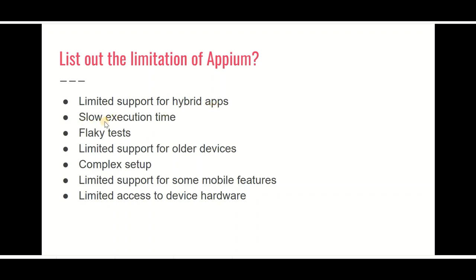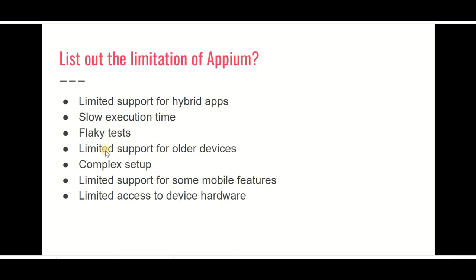And the next one is slow execution time. In some cases, Appium automation tests can take longer to execute compared to manual testing or other automation tools, due to the overhead of the Appium server and communication with the mobile device. And the next one, flaky tests. Appium tests can be flaky, meaning that they may fail without a clear reason. This is a very common problem in Appium. This can be due to factors such as device connectivity, network issues, or application state.